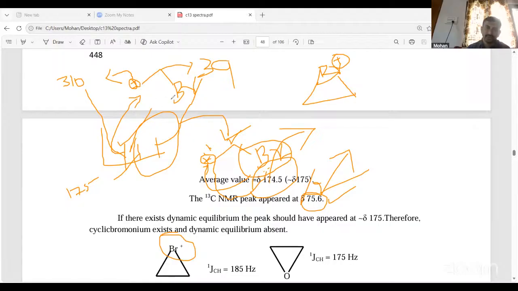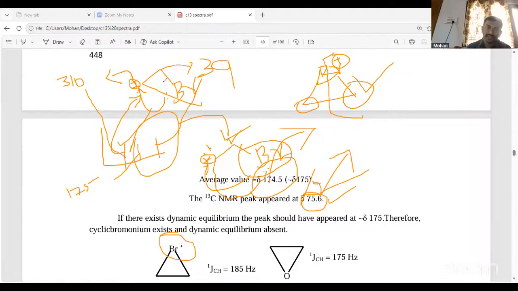The bromine has non-bonded electrons, so it is going to attack on this one. Then what is happening here? The cyclic bromonium ion intermediate is formed. Now here it is symmetrical. The cyclic bromonium ion is symmetrical here, so these two carbons are equal, isn't it?